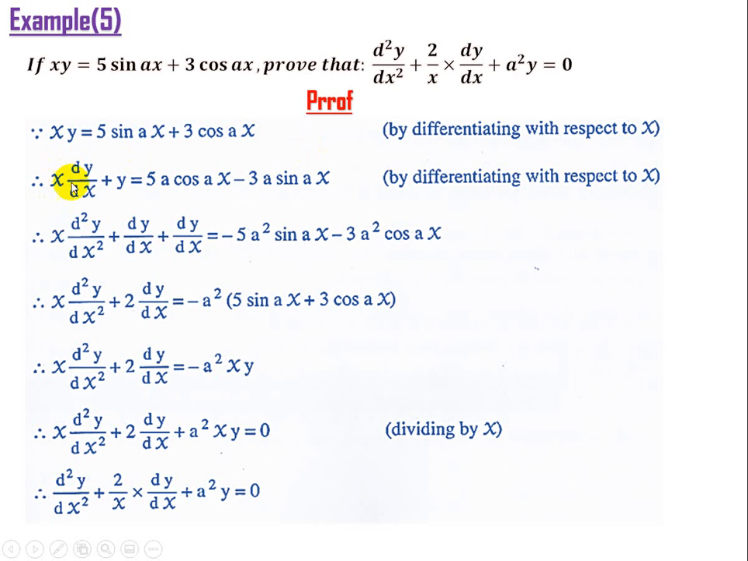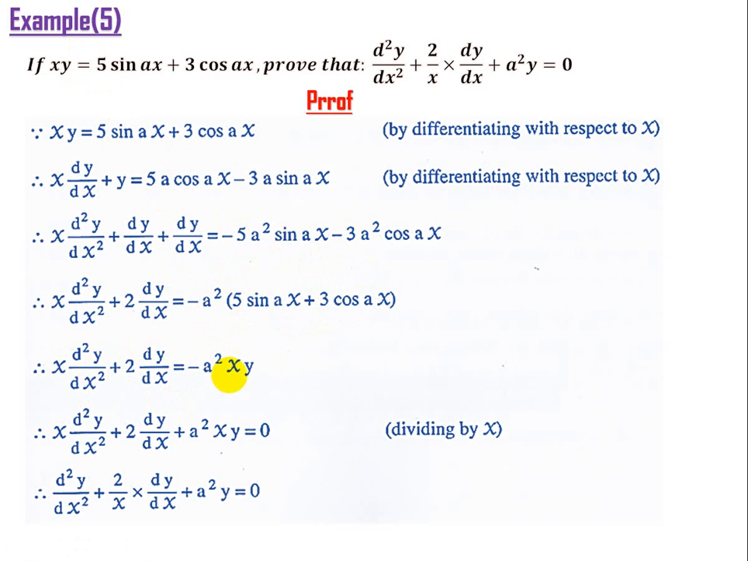So x d²y/dx² + 1 times dy/dx + dy/dx again equals -5a² sin ax - 3a² cos ax. So x d²y/dx² + 2 dy/dx equals, taking negative a² from the right hand side as a common factor, 5 sin ax + 3 cos ax, and this expression equals xy. So x d²y/dx² + 2 dy/dx equals -a²xy.